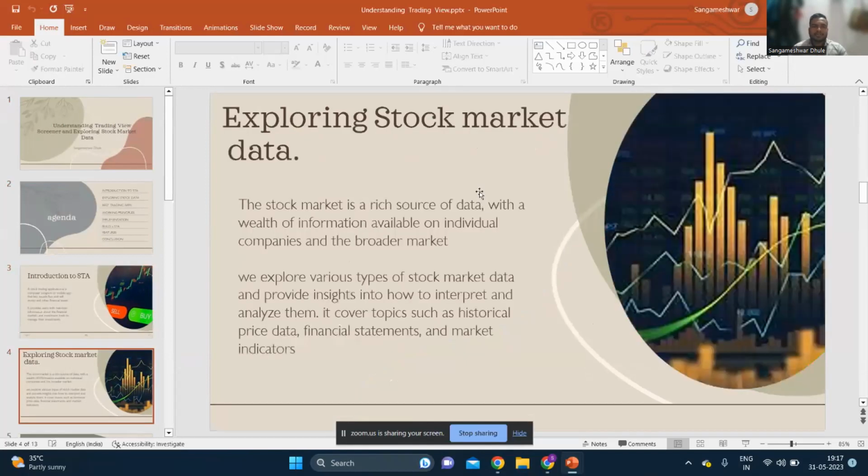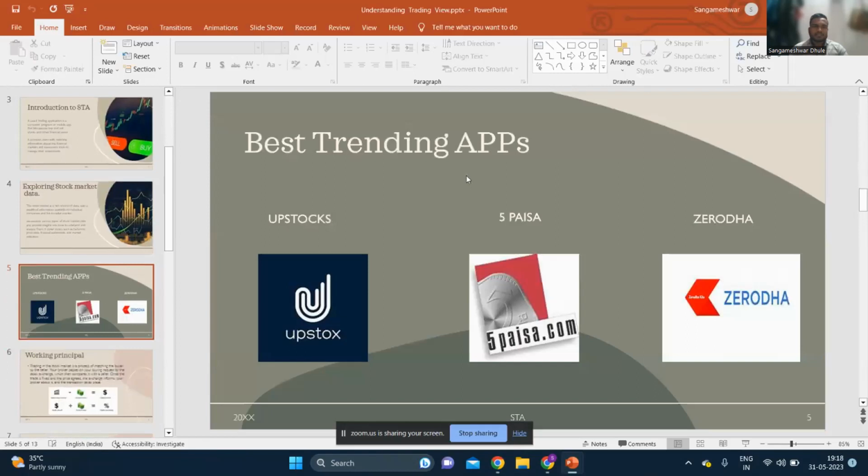So let's see how we can explore the stock market data. The stock market is a rich source of data, with a wealth of information available on individual companies and the broader market. We can explore various types of stock market data and gain insight into how to interpret and analyze them by making different kinds of visualizations and charts. We can cover topics such as historical price data, financial statements, and market indicators. These are some of the best trading apps currently present in the market.